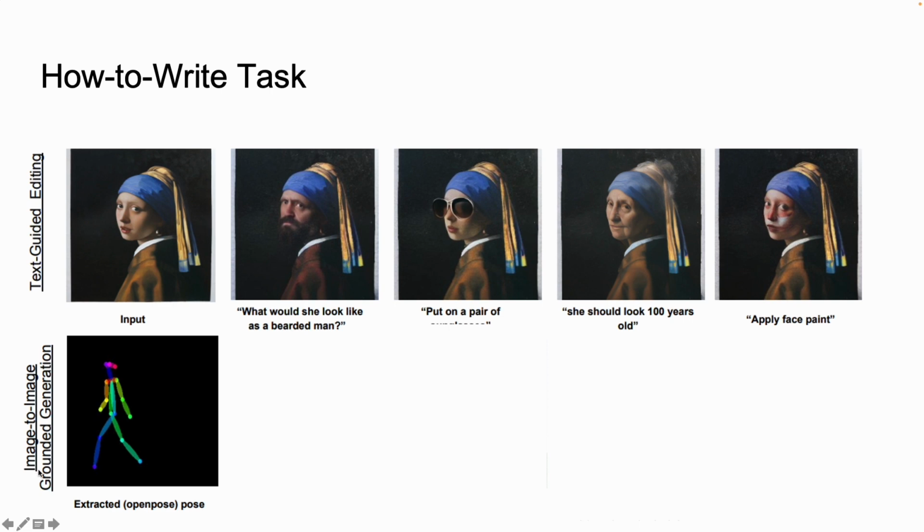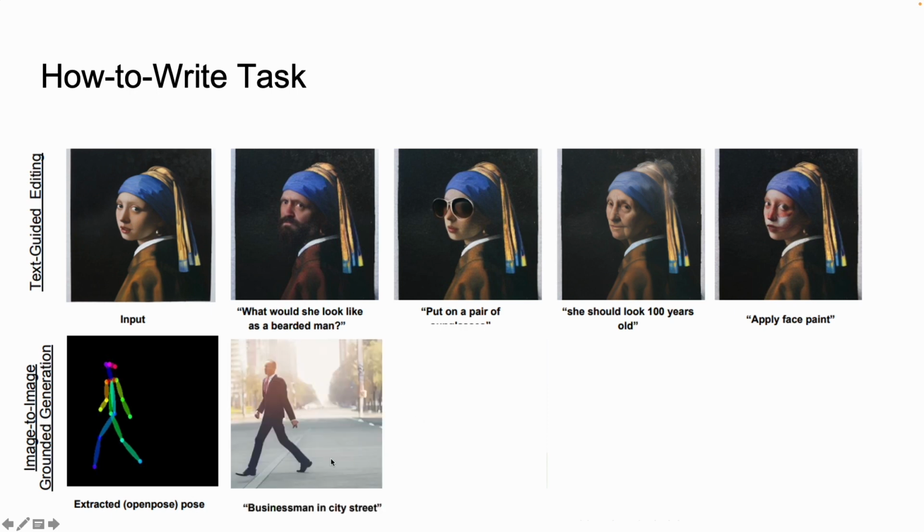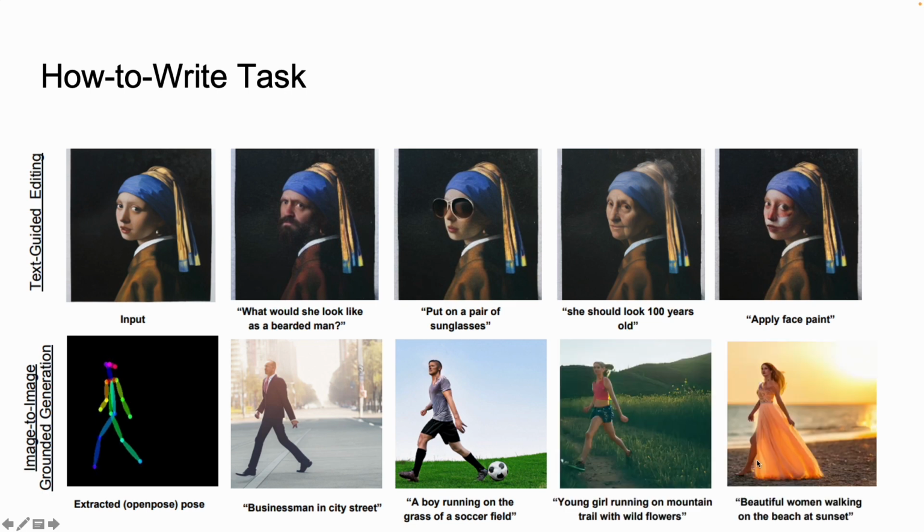Then here comes image to image grounded generation. Here we ask the model to extract the open pose from the given image and implement it in the subsequent generated images. And as you can see, the pose is very much similar to what was given to the model.